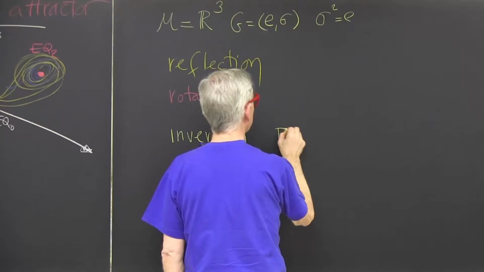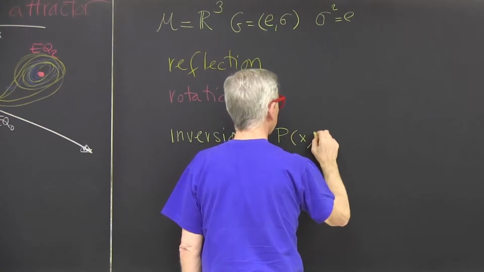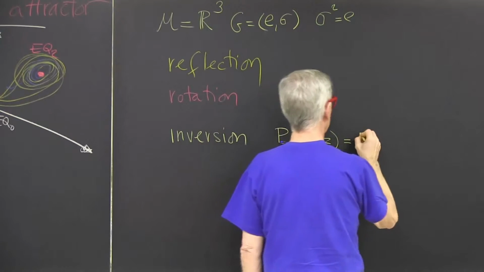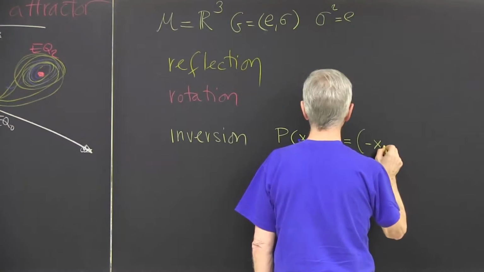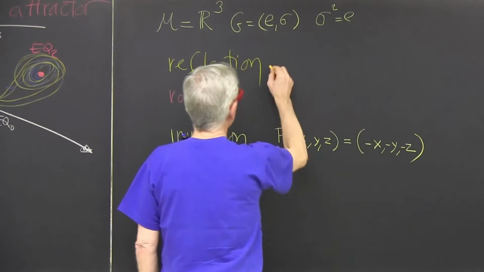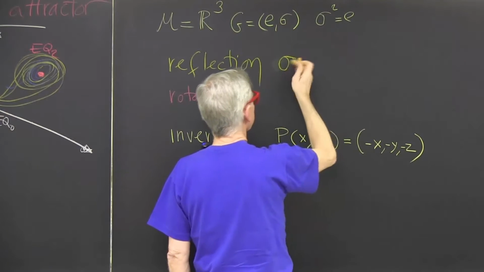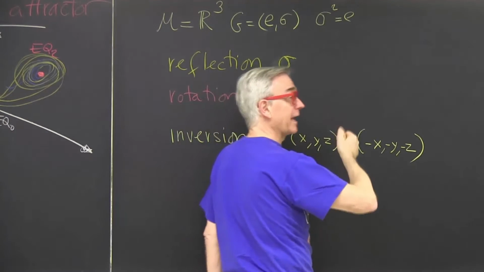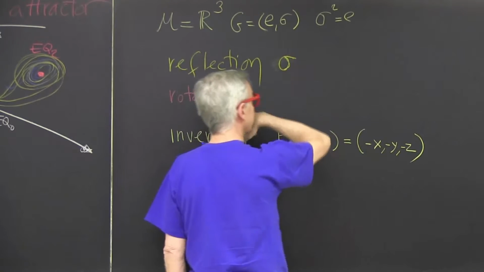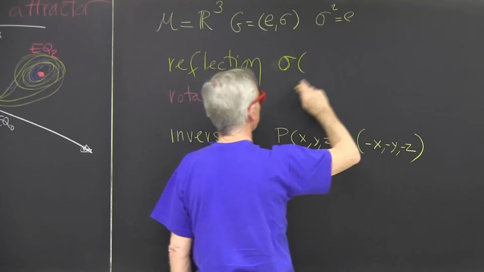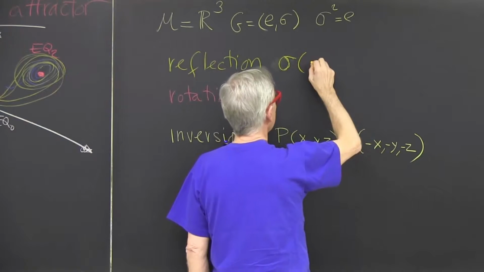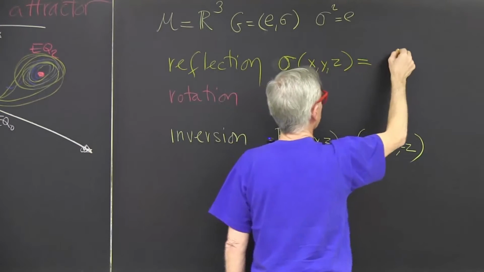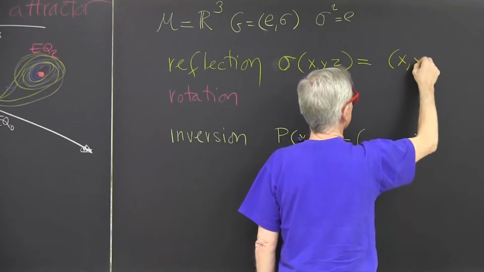Inversion is the so-called parity operation. So if you have a point at x, y, and z, parity operation means you just get it inverted through the center. Reflection, I'll use the letter sigma for S for the word for reflection in any language other than English, like specular or spiegel, mirror, etc. So you take x, y, z, and you just invert one of the coordinates.